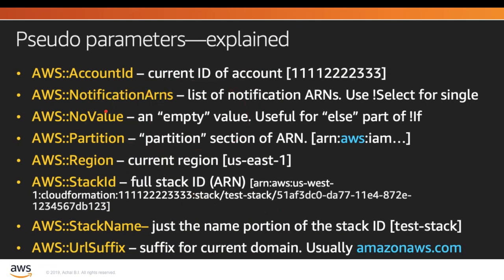Here are some more examples of them. The most commonly used are account ID, region, and stack ID. If you are adding them as part of the output section and linking it with other stacks, then you might need this, and you might also use URL suffix.